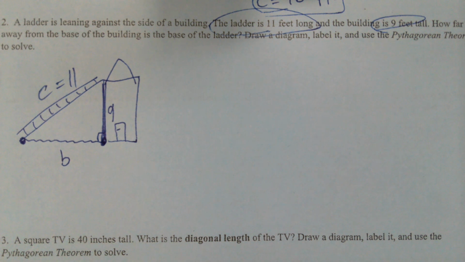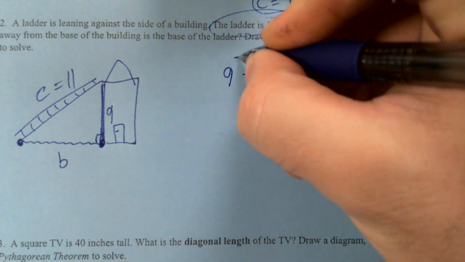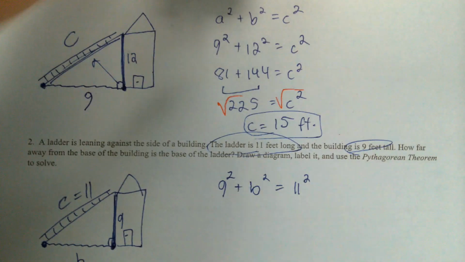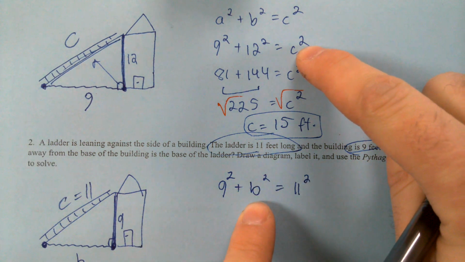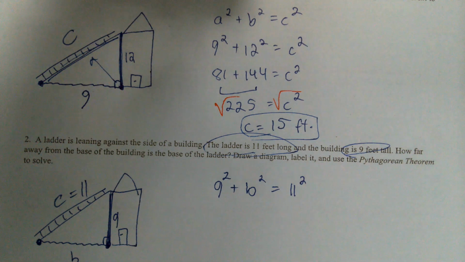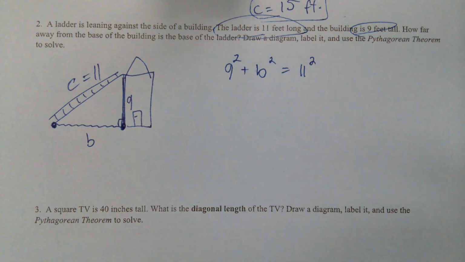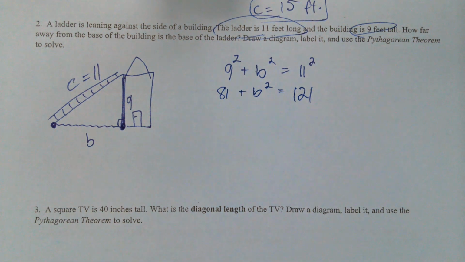You guys see how these two problems are different based on what information we're given? Because now we have a number to plug in for C, but we do not have a B. So our setup here is 9 squared plus B squared equals 11 squared. Again, notice how in number 1, our missing variable was C, but in number 2, our missing variable is B. That's because we were given different information in each problem. So we're going to solve this a little bit differently than we did up there. 81 plus B squared equals 121.